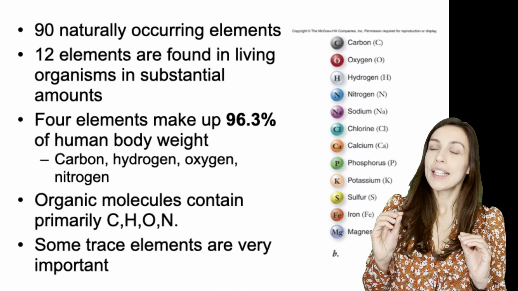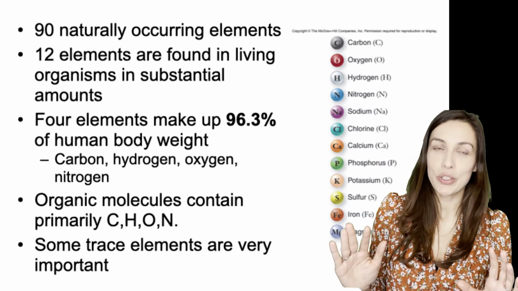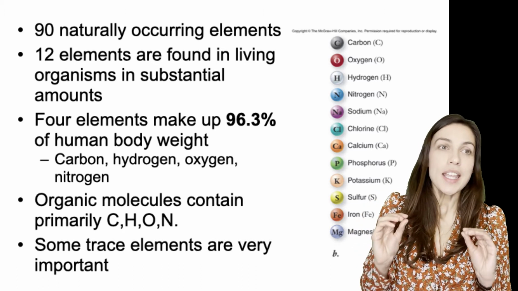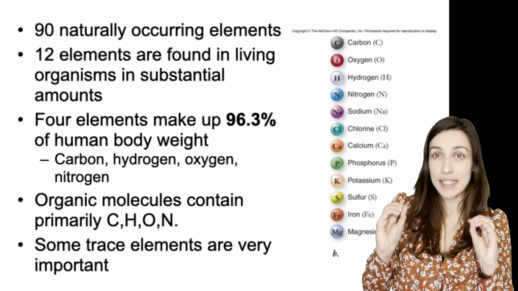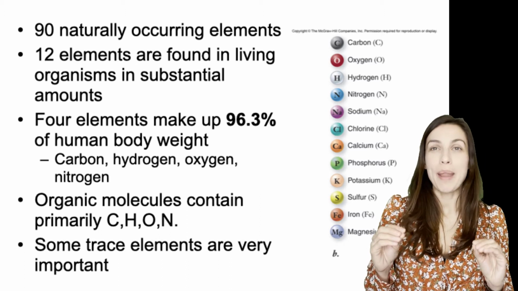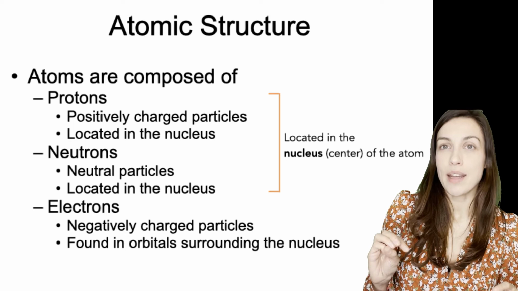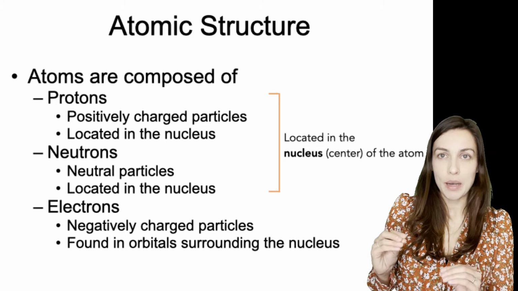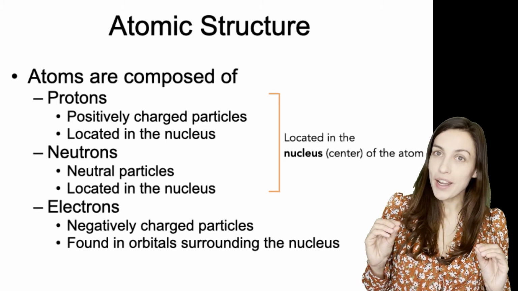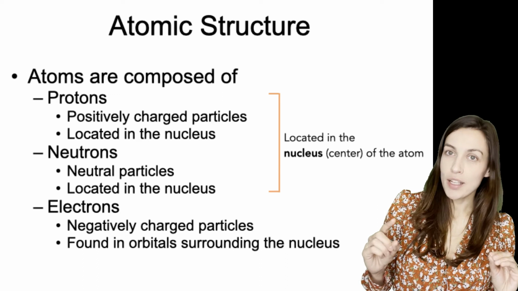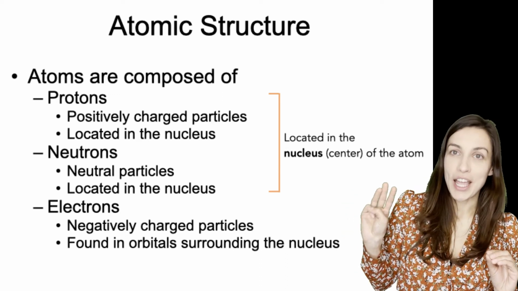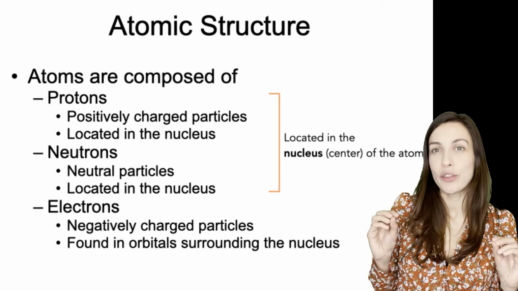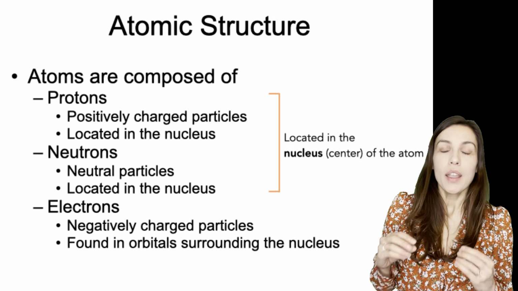Okay, so the structure of all atoms, no matter which one from the table of elements it is, is basically the same. All atoms are made up of 3 main subatomic units. So it means tinier pieces that make up the atom. And the 3 are protons, neutrons, and electrons. I will tell you the very basics of these 3 subatomic particles.